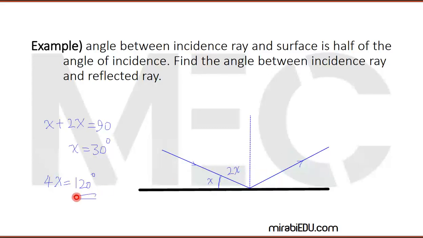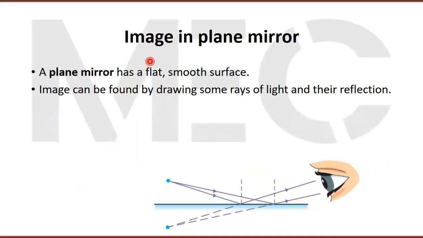Okay, let's continue. Image in a plane mirror. A plane mirror has a flat, smooth surface. Image can be found by drawing some rays of light and their reflections. As you see, this is the object, this is reality. Above this surface is reality. These are our eyes. This is an object. This is the image of this object.